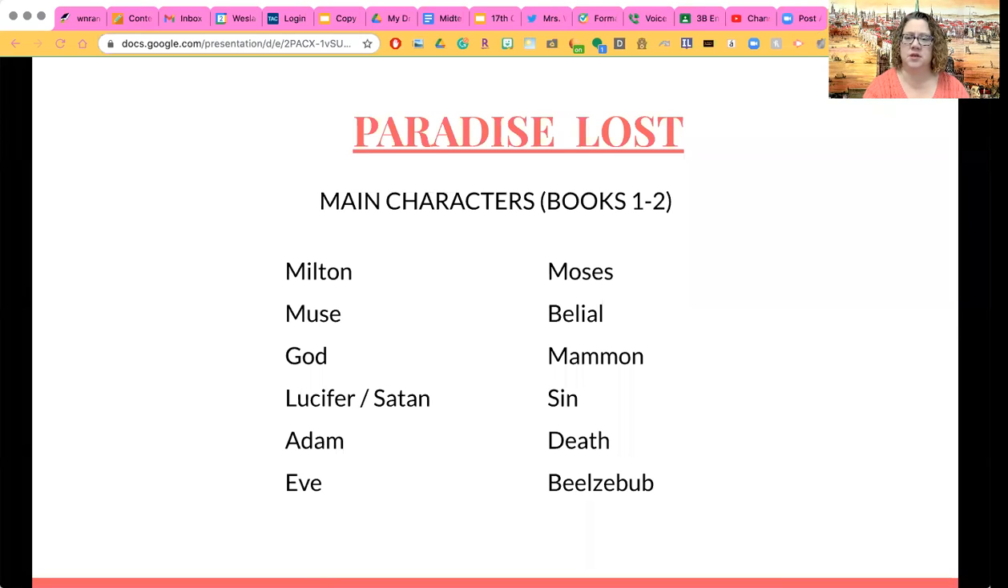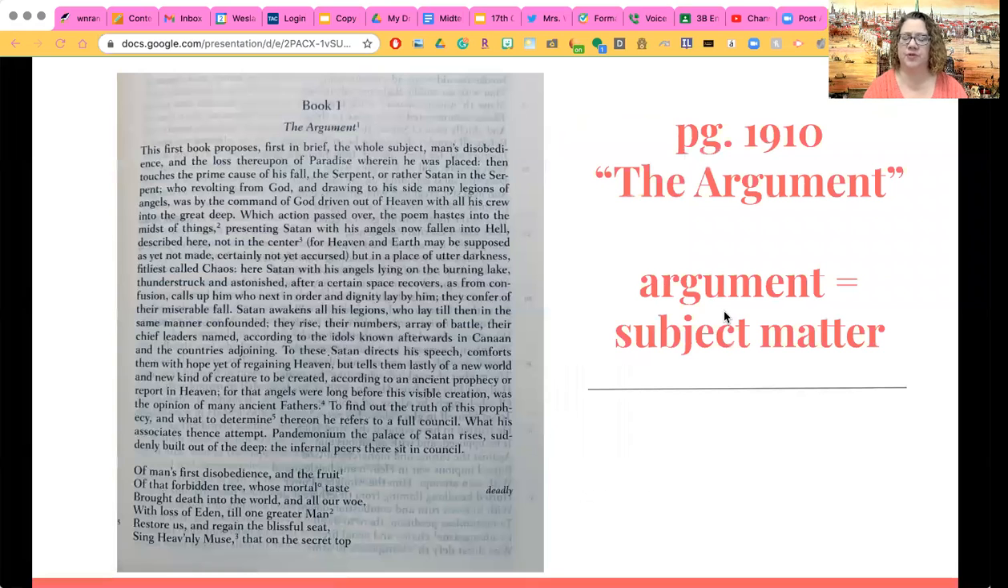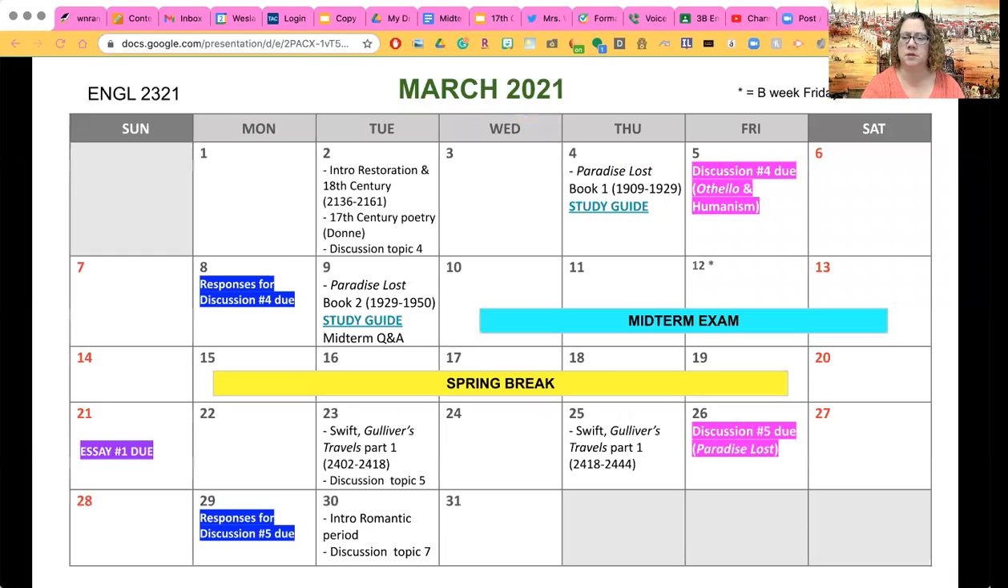Any questions? That's pretty much the end of the presentation. You will see that before the story starts, there's going to be something called the argument in your text. It's not really an argument, it's just setting the topic for the piece, sort of like the thesis. If you have any questions, you can put them in the chat over there. But do read Paradise Lost.